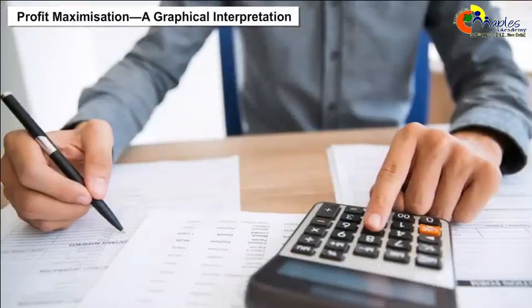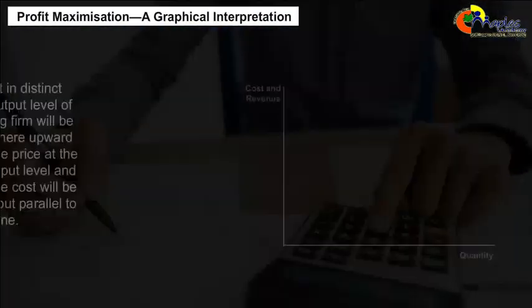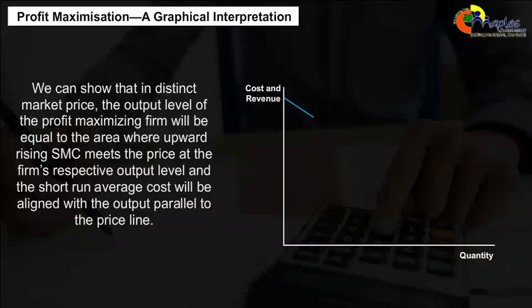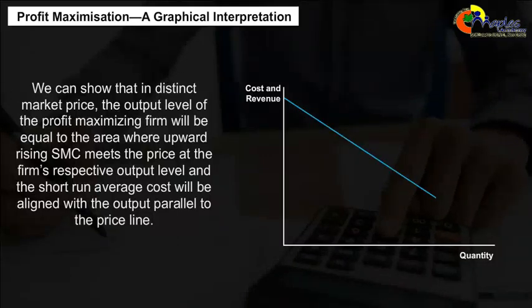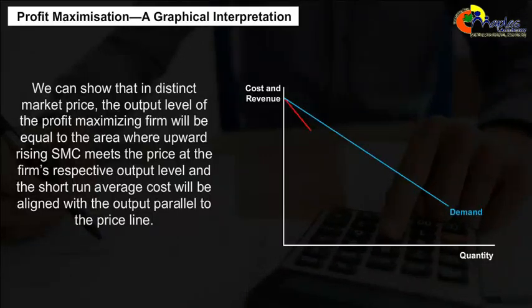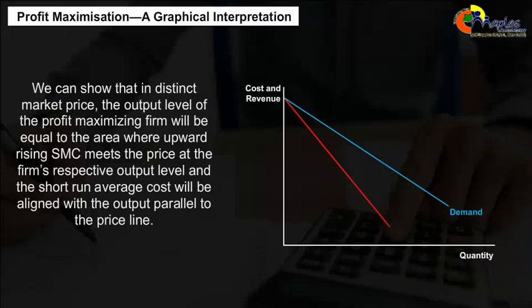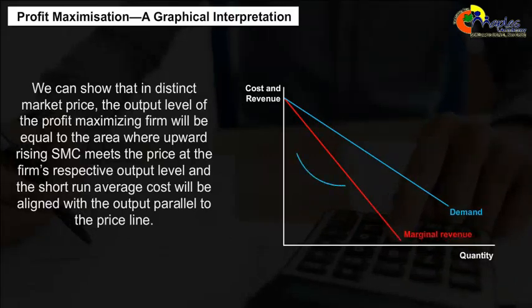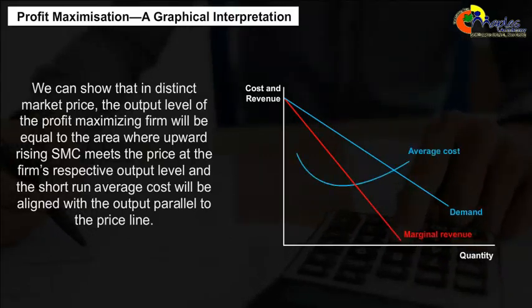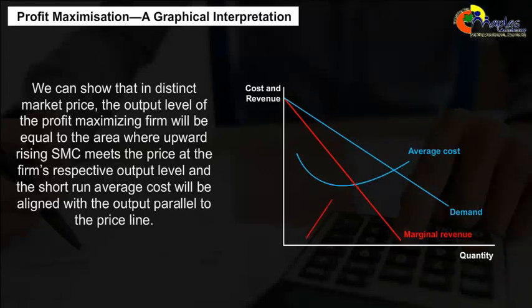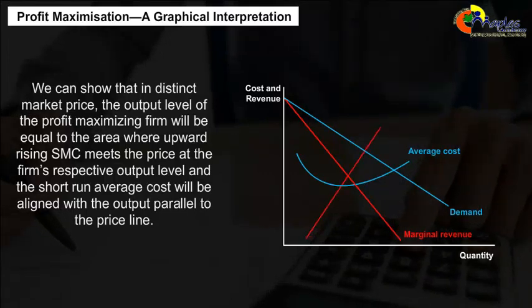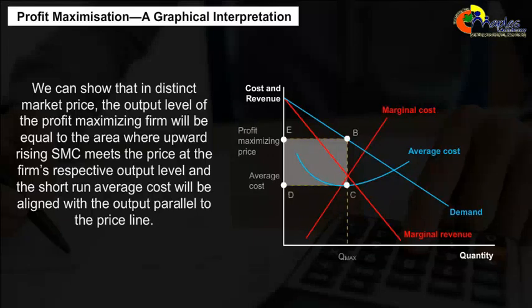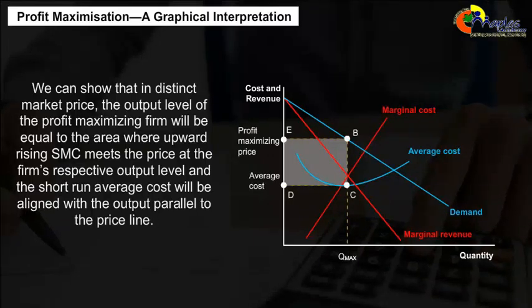Profit maximization, a graphical interpretation. We can show that in a distinct marketplace, the output level of the profit maximizing firm will be where the upward rising SMC meets the price at the firm's respective output level, and the short-run average cost will be aligned with the output parallel to the price line.